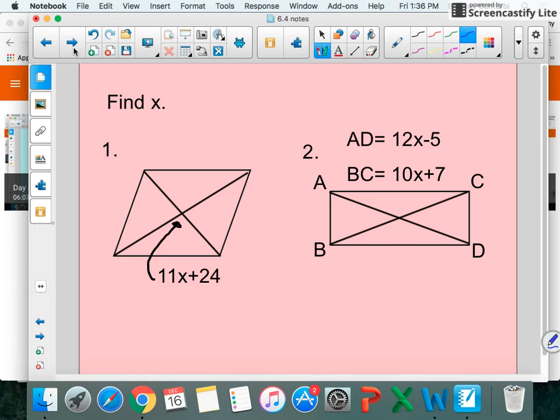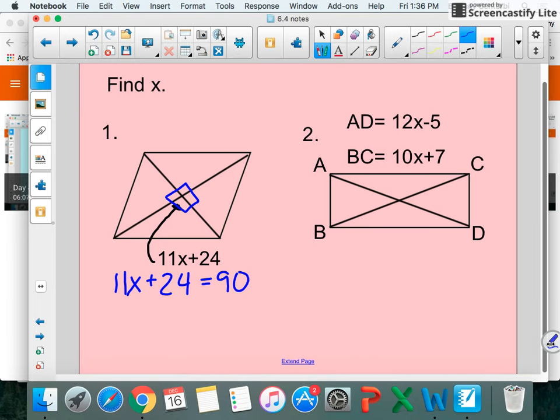Now the next one here for number 1, again, we're going to have to solve for x based on the given information and what we know. So I have a rhombus, so I know that the diagonals are perpendicular, so that those angles equal 90. So that means that 11x plus 24 equals 90. So I'll use that equation to solve for x. So I'm going to subtract 24 from each side. So I get 11x equals 66 and divide by 11. So then I get x equals 6.